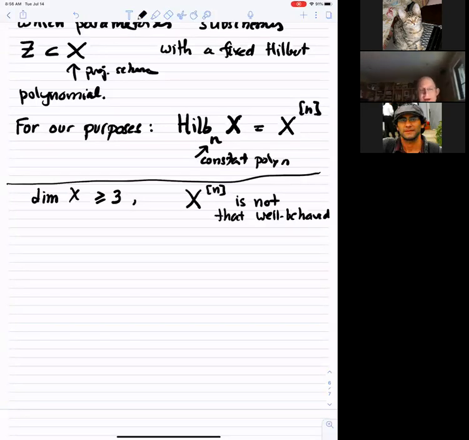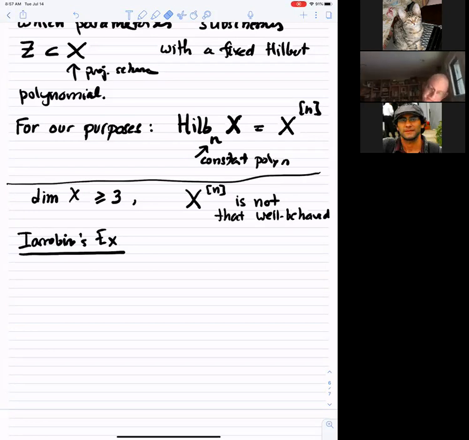Okay, so let me give you a quick example due to Iarrobino. This is going to show that if the dimension is at least 3, then the Hilbert scheme is not irreducible. It has many components and they have different dimensions, okay? So let's do the following. I'll work on P^3 or C^3, doesn't matter. Let's work on C^3. I want to look at Hilb^96 of C^3, all right?